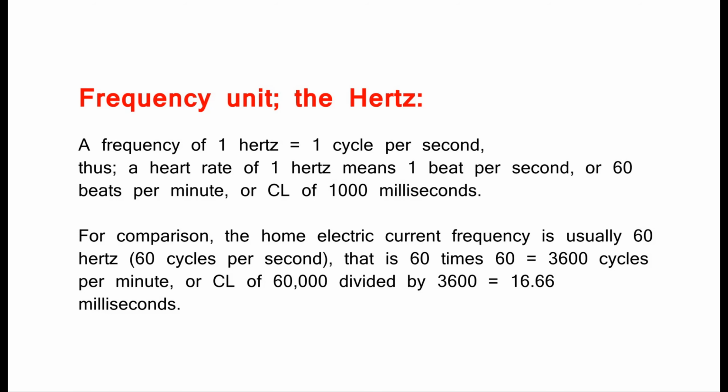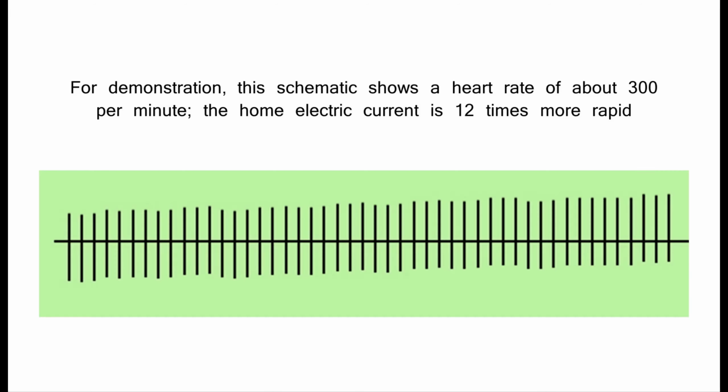Frequency unit, the Hertz. A frequency of 1 Hz equals 1 cycle per second. Thus, a heart rate of 1 Hz means 1 beat per second, or 60 beats per minute, or CL of 1000 milliseconds. For comparison, the home electric current frequency is usually 60 Hz, 60 cycles per second, that is 60 times 60 equals 3600 cycles per minute, or CL of 60,000 divided by 3600 equals 16.66 milliseconds. For demonstration, this schematic shows a heart rate of about 300 per minute. The home electric current is 12 times more rapid.